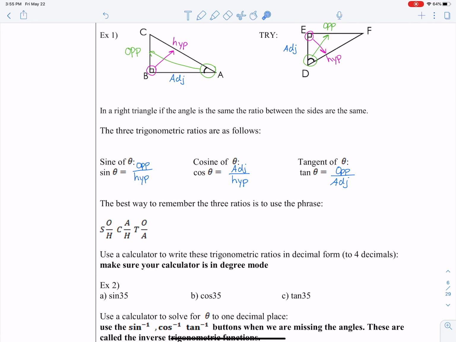The best way to remember these three ratios is to use the phrase SOHCAHTOA. SOH, S-O-H: sine is opposite over hypotenuse. CAH: cosine is adjacent over hypotenuse. And then TOA: tan is opposite over adjacent. SOHCAHTOA. This is a common phrase for trigonometry.